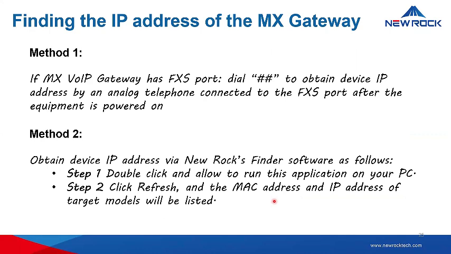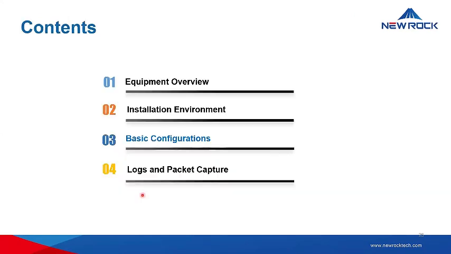Now the question is how to find the IP address of the MX gateway. If you have an FXS port, you can simply connect an analog phone, then dial hash hash, and you can get the IP address. Another method is to use our Rack Finder software. You can double click and allow it to run the application. Then click refresh, and after that, you can see the MAC address and the IP address of your model.